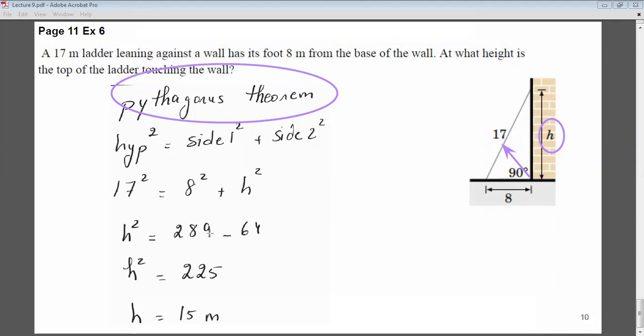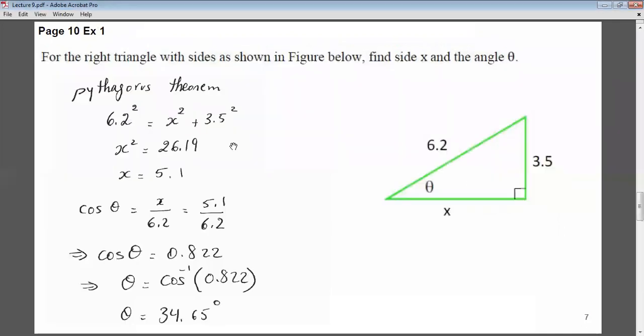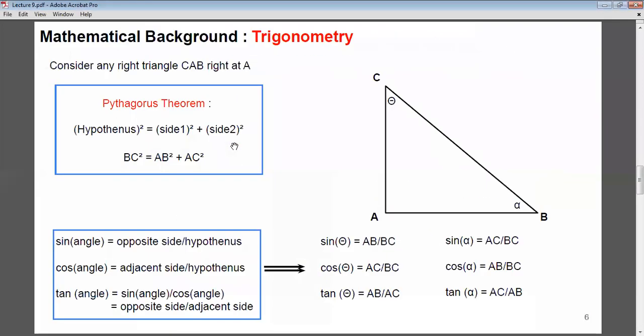In order to do all these exercises, you have to memorize Pythagoras theorem, the sine of an angle, opposite over hypotenuse, the cosine of an angle, and the tangent of an angle. So you memorize these, and then you can solve any exercise with trigonometry. This is the end of today's lecture.